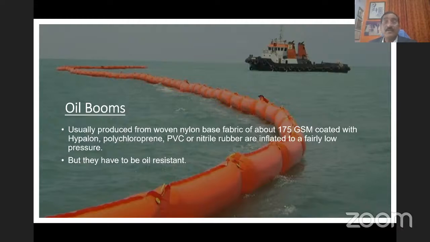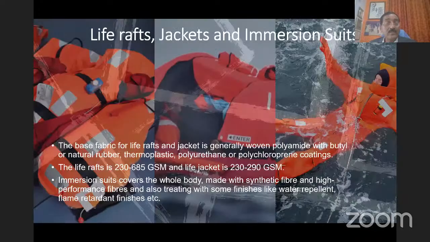And life rafts, jackets and immersion suits. These are again marine applications. The base fabric for life rafts and jackets is generally woven polyamide with butyl and natural rubber, thermoplastic polyurethane and polypropylene coatings. The life raft is around 230 to 685 GSM and the life jacket is 230 to 290 GSM. Immersion suits cover the whole body, made with synthetic fiber and high performance fibers, and also treated with finishes like water repellent and flame retardant finishes.